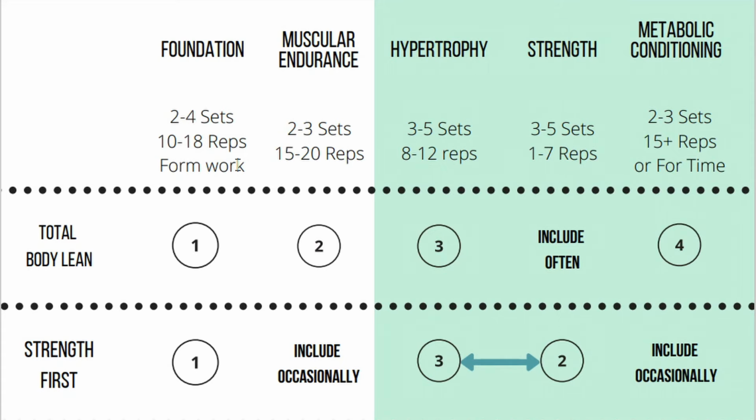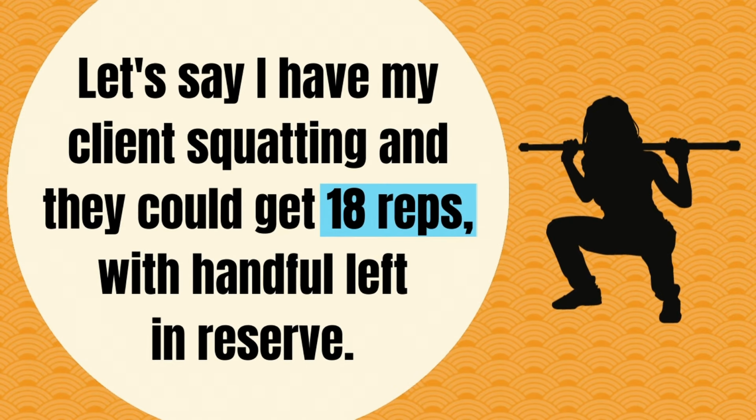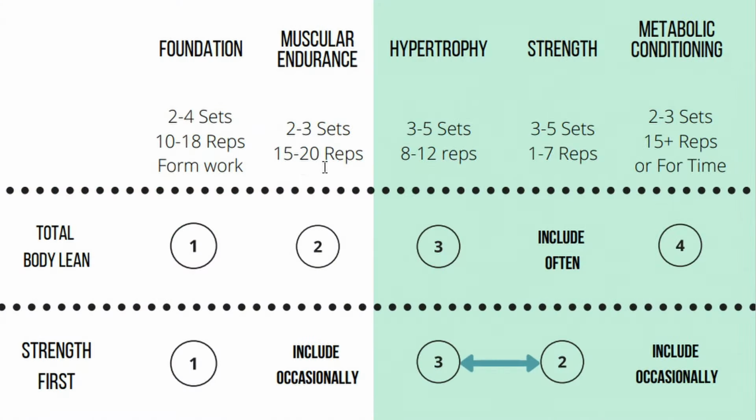Muscular endurance is the next phase we'll discuss. The rep count is higher here. By the way, the objective for any phase is to aim for the rep range shown. Let's say I was having my client squatting and they could get 18 reps with a handful left in reserve. That would mean that exercise was well suited for this muscular endurance phase because they got 18 reps between these 2 numbers here and they only had a few left in reserve with good form.